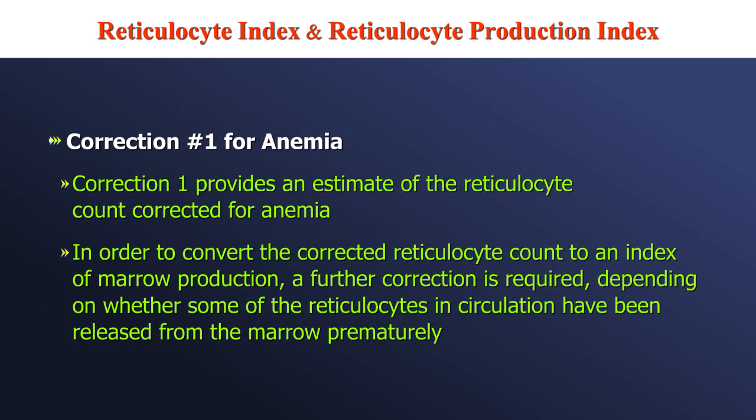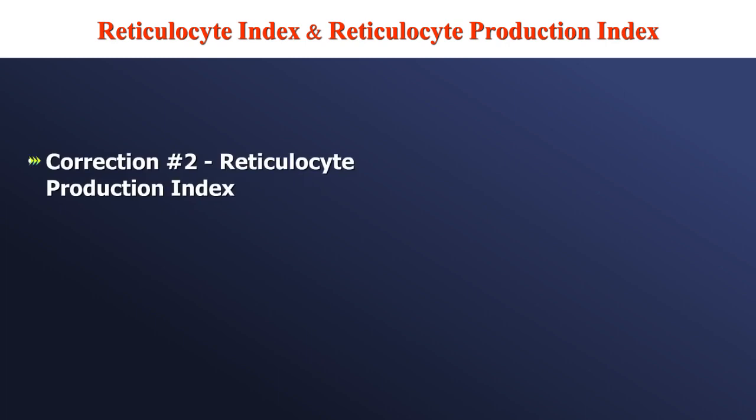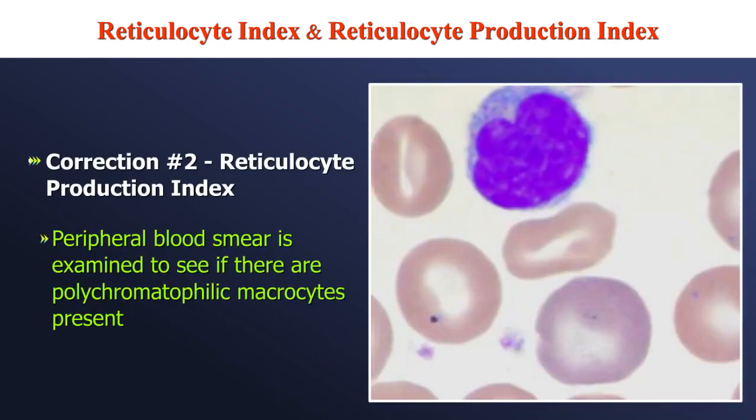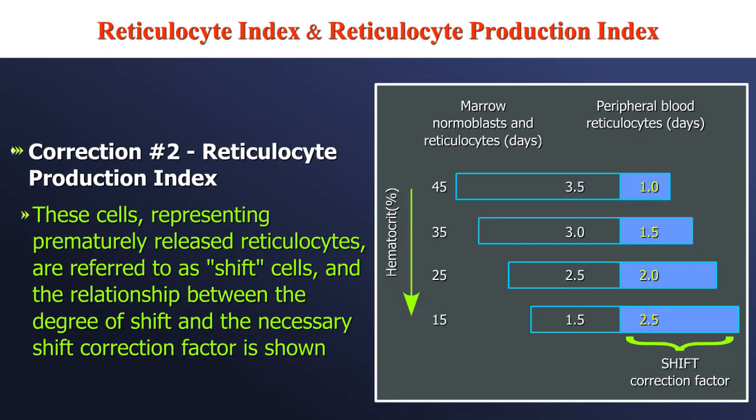In order to convert the corrected reticulocyte count to an index of marrow production, a further correction is required, depending on whether some of the reticulocytes in circulation have been released from the marrow prematurely. For this second correction, the peripheral blood smear is examined to see if there are polychromatophilic macrocytes present. These cells, representing prematurely released reticulocytes, are referred to as shift cells, and the relationship between the degree of shift and the necessary shift correction factor is shown here.